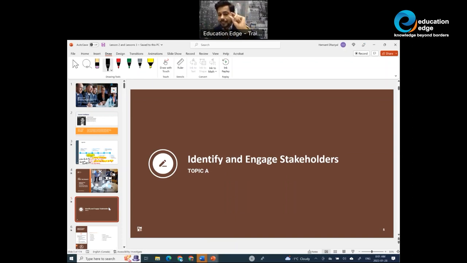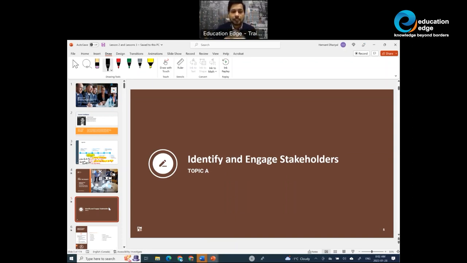So when the word identify stakeholder is used, it constitutes not only identification of stakeholders or documenting the stakeholders, but also understanding their level of power or authority, also understanding their level of influence, their level of interest, their level of complexity, and to some extent, their level of expectations from the project. So two parts, identify high level information about your stakeholders and then analyze it further.